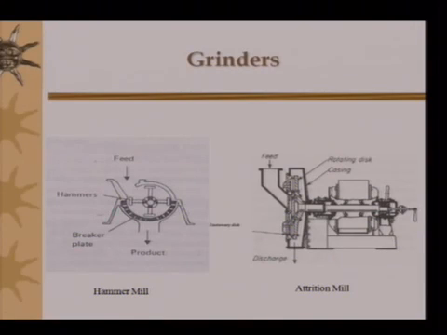Similarly, if you see the attrition mill here, the attrition mill is nothing but something like our atta chakki. It has one fixed stone and another moving stone. The feed is introduced at the center into the chakki, and it goes between the moving stone and the stationary stone, and there it is ground in between the two.